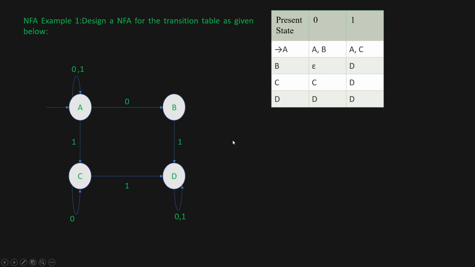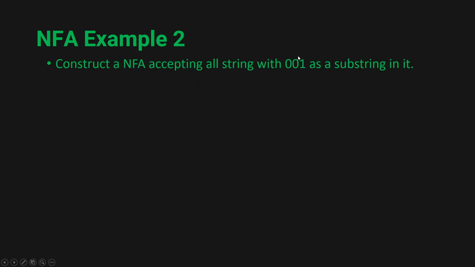Alright, now let's look at the next example, example number 2. Construct a NFA accepting all strings with 001 as a substring in it. Okay, so we have to construct a NFA that has 001 as a substring in it. Okay, so the solution is like this. Let's make a basic NFA first.